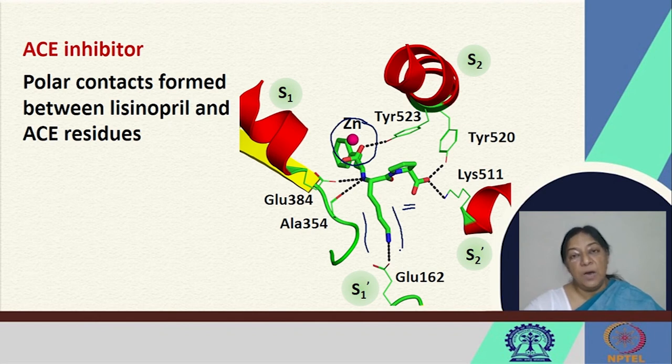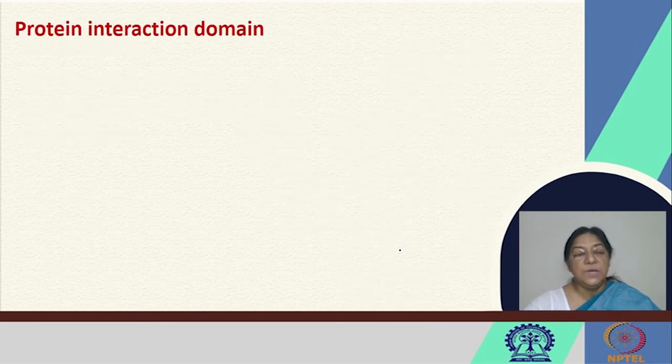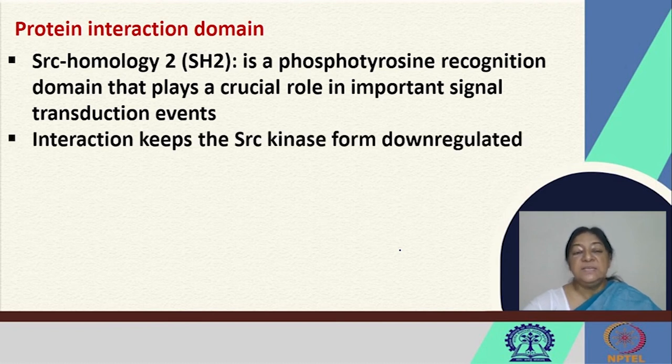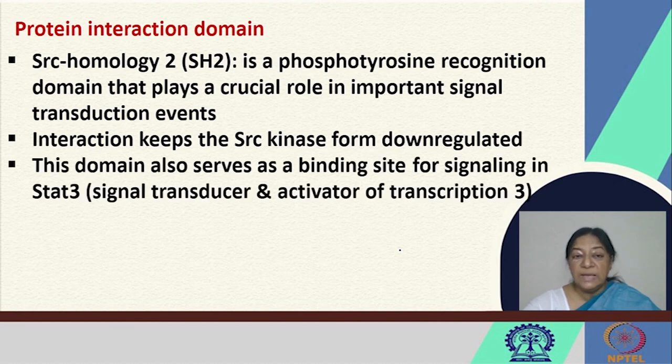We learnt in our enzyme inhibition studies how these can be determined and how the specific inhibition constants of these compounds are determined from enzyme kinetic studies. So when we look at the protein interaction domain, we revisit the SRC homology SH2. We found out that this is a phosphotyrosine recognition domain that plays a crucial role in important signal transduction events. This interaction keeps the SRC kinase form down regulated. And the domain also serves as a binding site for a signaling protein, STAT3, that is a signal transducer and activator of transcription 3.